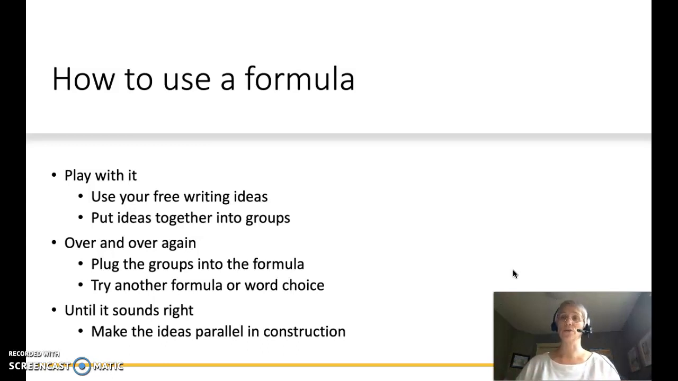Then check for word choice. Have I chosen the best words? Do I want to use these words throughout my paper to tie together the ideas? Do this until it sounds right, and make sure the ideas are parallel in their construction. Are you using the correct verb forms to make it sound smooth? Please watch the video on parallel construction found in the green Thesis Statements booklet on the Moodle page if you're at all concerned about parallel construction.